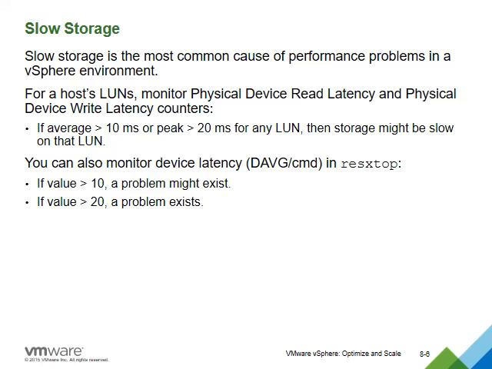Slow storage. Slow storage is another common cause of performance problems. For a host's LUNs, you need to monitor the physical device read latency and physical device write latency counters. If the average is greater than 10 milliseconds or they peak at 20 milliseconds for any LUN, you might have slow storage on that LUN. You can also monitor this for the DAVG/CMD in ESXTOP. Greater than 10, a problem might exist. If it's greater than 20, a problem does exist.